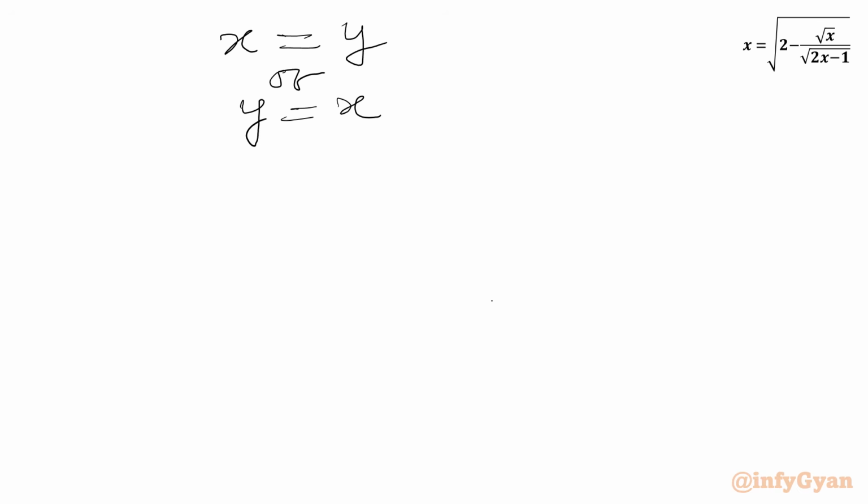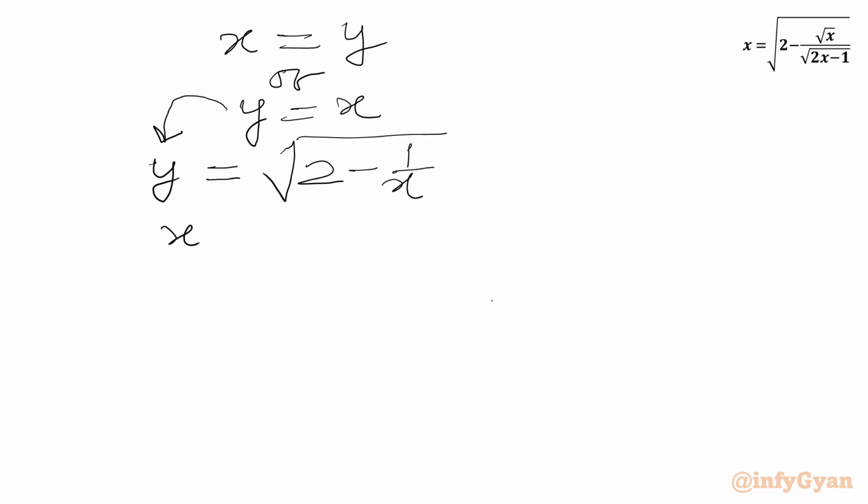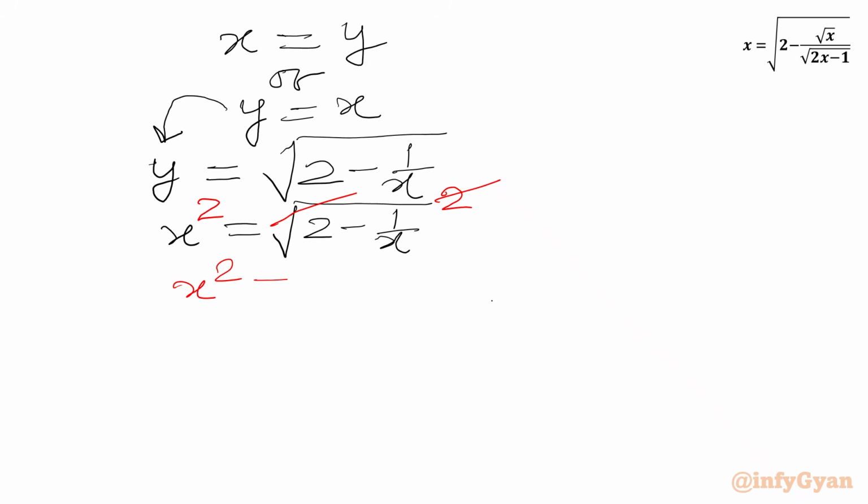Now I will write our equation y equal to square root of 2 minus 1 over x. This was our substitution. Now put y equal to x over here. We will get x equal to square root of 2 minus 1 over x. Now we are going to square both sides, so that the square root on the right hand side cancels with the square, and we get the equation x square equal to 2 minus 1 over x.